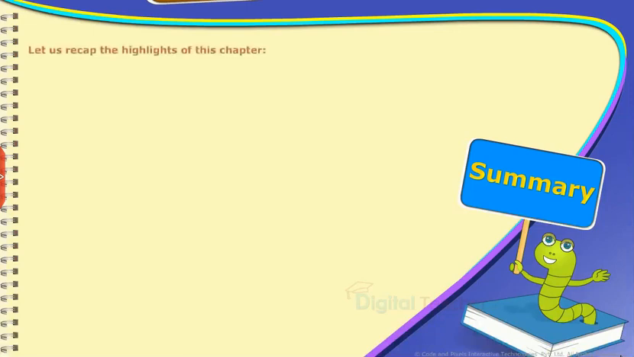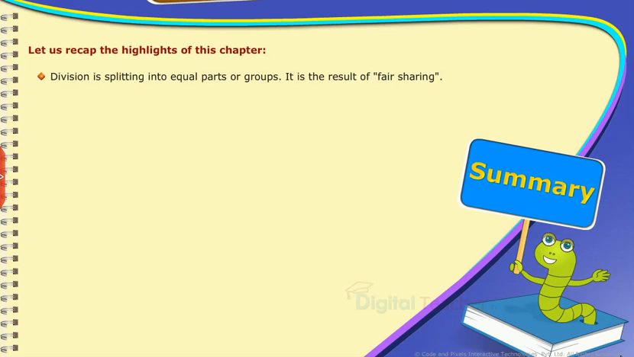Summary. Let us recap the highlights of this chapter. Division is splitting into equal parts or groups. It is the result of fair sharing. The division symbol is as shown.